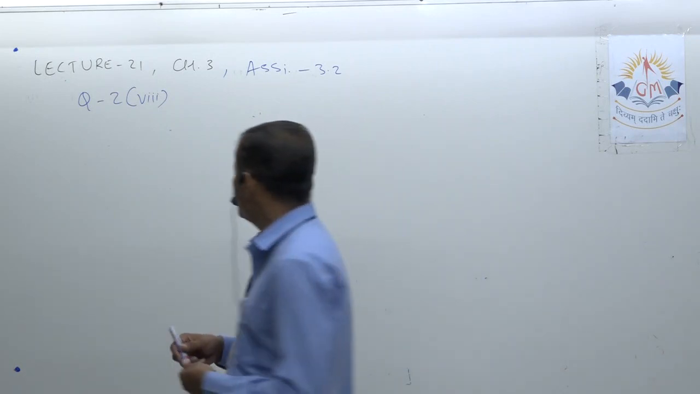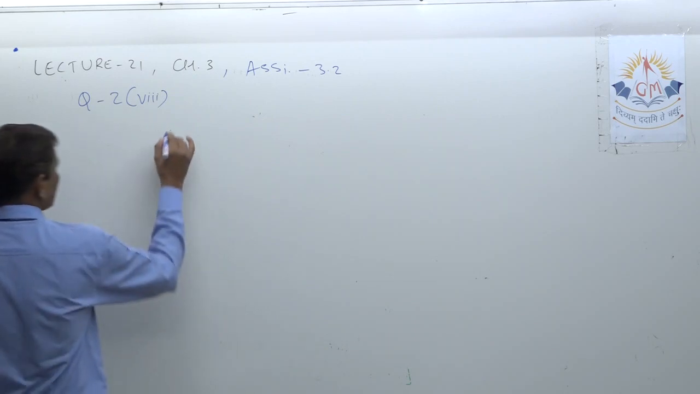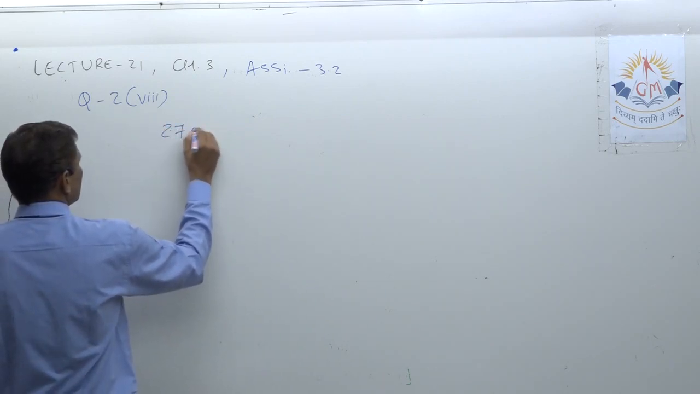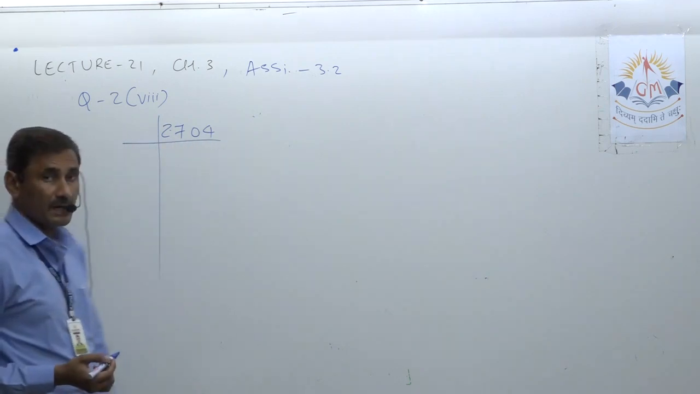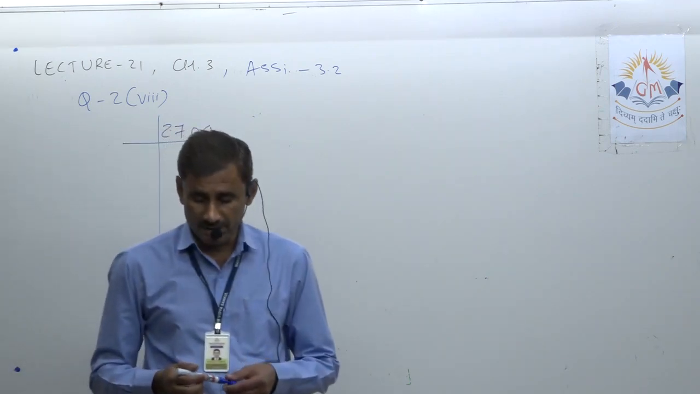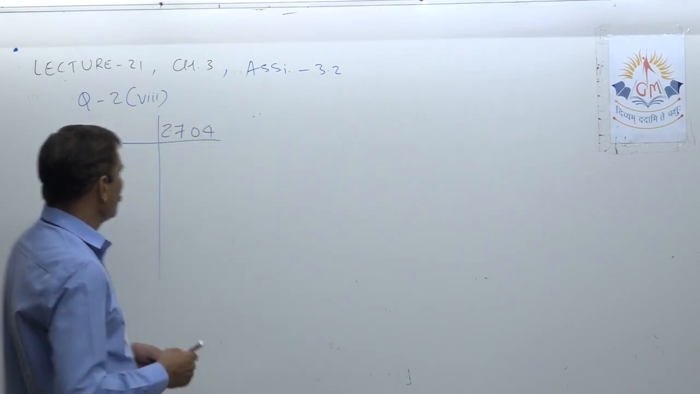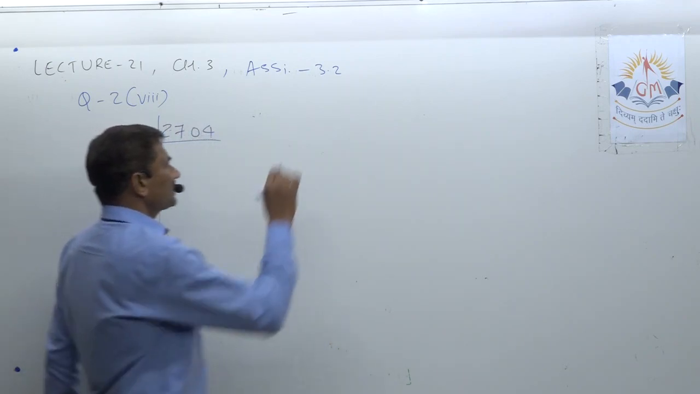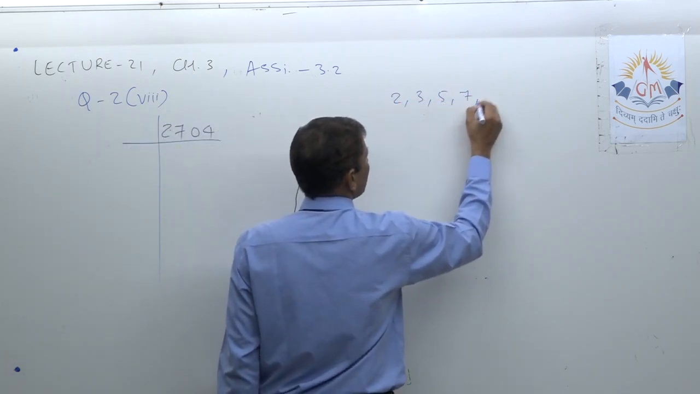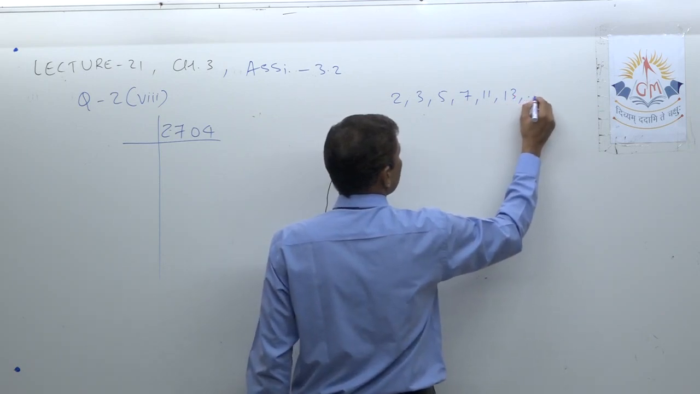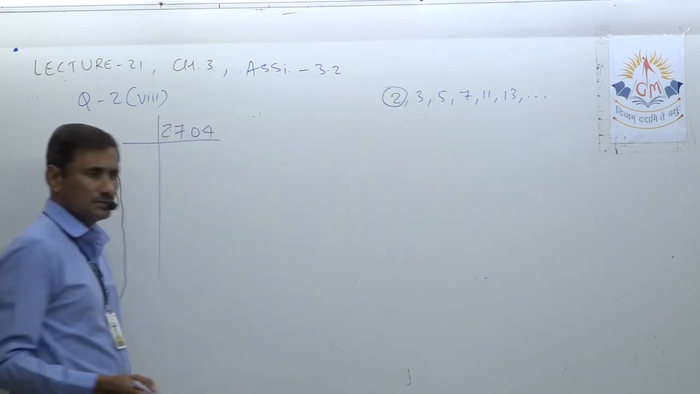So let's see first of all the factorization method for 2704. You just divide the number by prime numbers only. It is the prime factorization method. Now you know the prime factors are 2, 3, 5, 7, 11, 13 like that, and you know the divisibility rules of these numbers also.